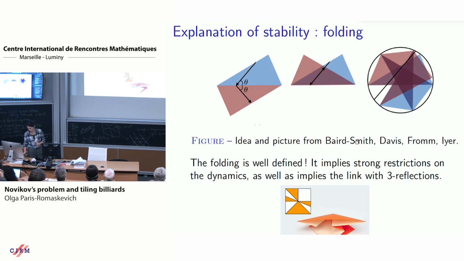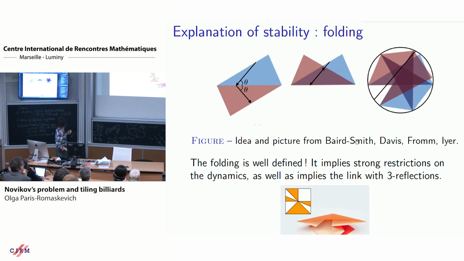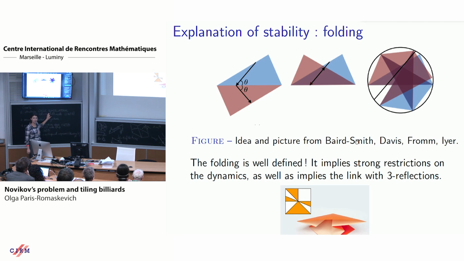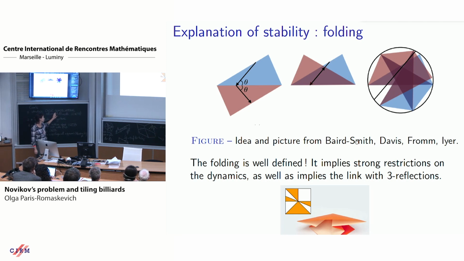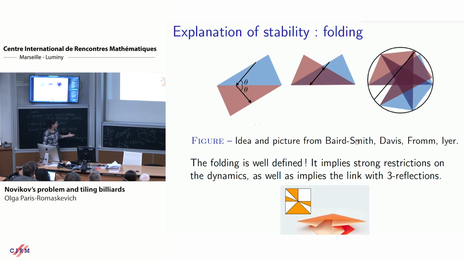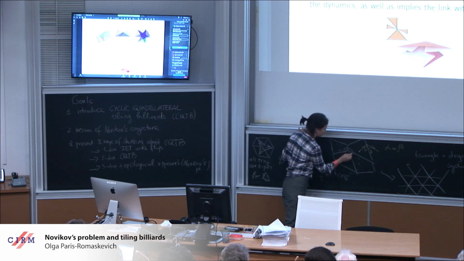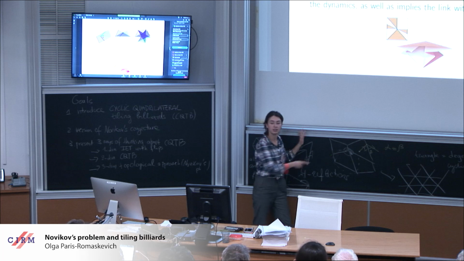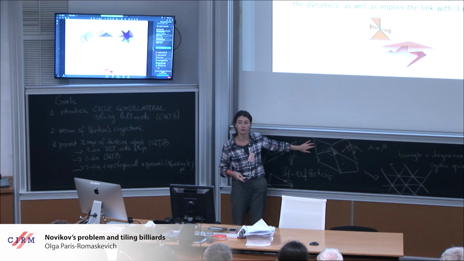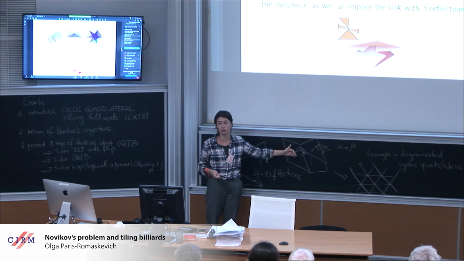Okay, so you see why now I need cyclic quadrilaterals and not just quadrilaterals, because I need the folding to be well defined. For the folding to be well defined, the sum of these two angles has to be equal to the sum of these two angles. And it is equivalent to the fact that the initial quadrilateral is inscribed. Otherwise, the folding won't be well defined.